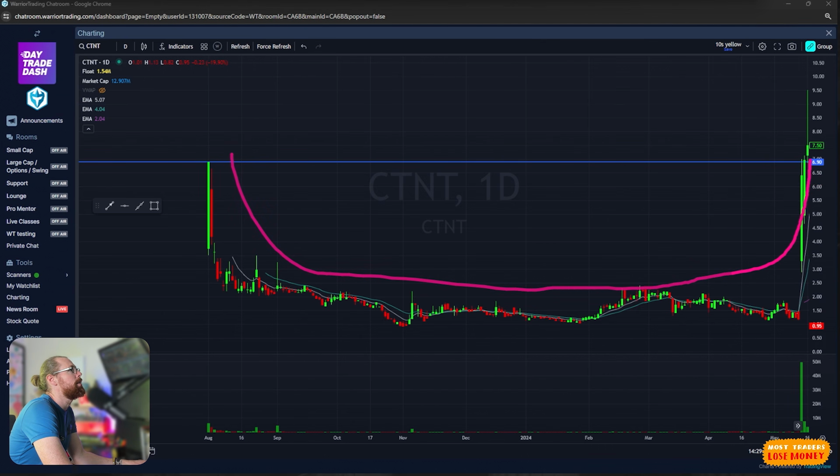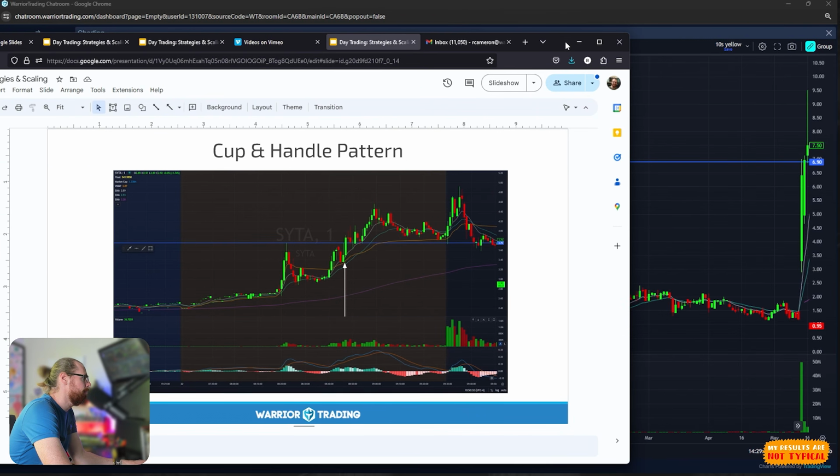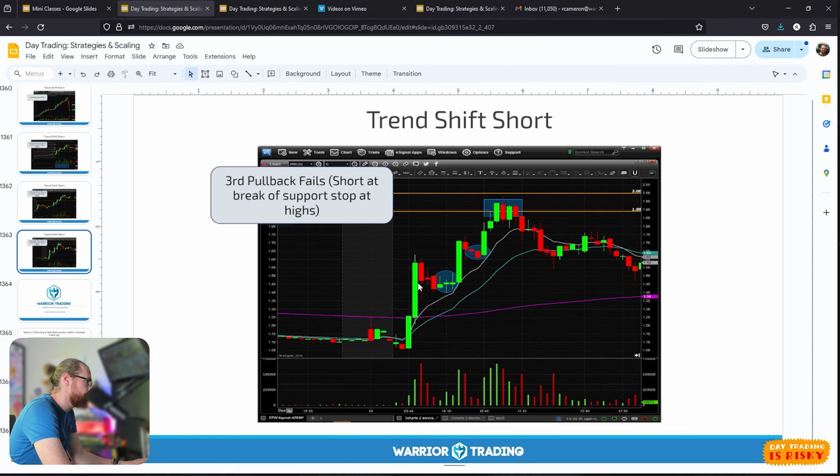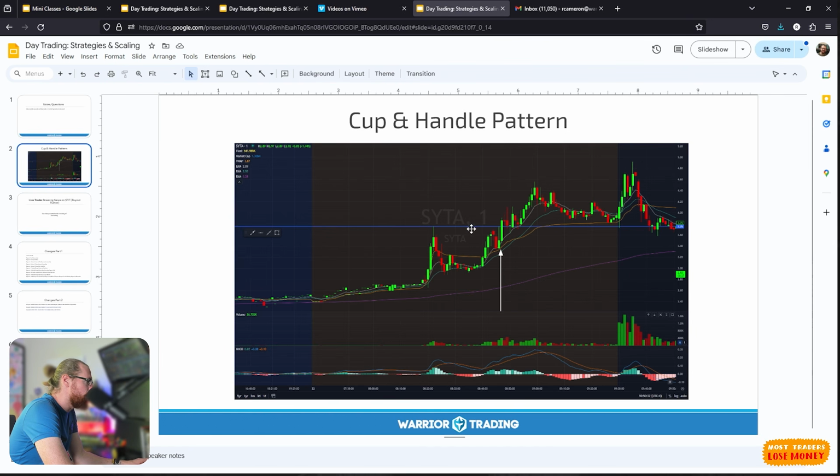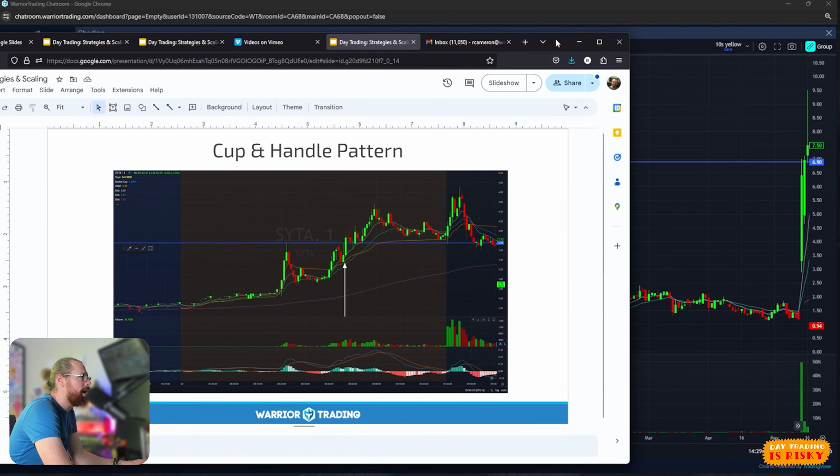Now, actually, just as a matter of coincidence, I have an example of a cup and handle right here that I was working on for one of my classes. So the cup and handle is right here, where we've got this pullback, the move back up, and then we broke through this level, and then we push higher. So the cup and handle is very common.